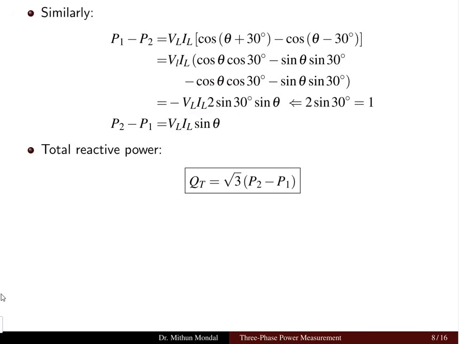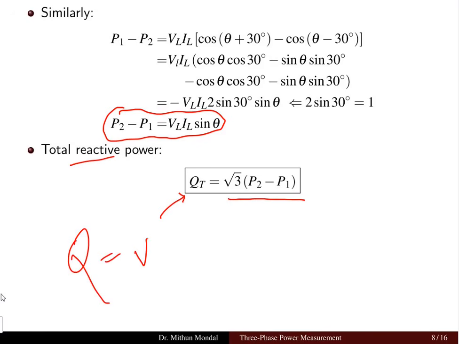What does it indicate? It indicates that the total reactive power Q is equal to root 3 times P2 minus P1. Because we know that reactive power is given by root 3 times VL IL sin theta. So this is your reactive power, and here if I multiply this with root 3 on both sides, I get the reactive power. So that is what the derivation says.